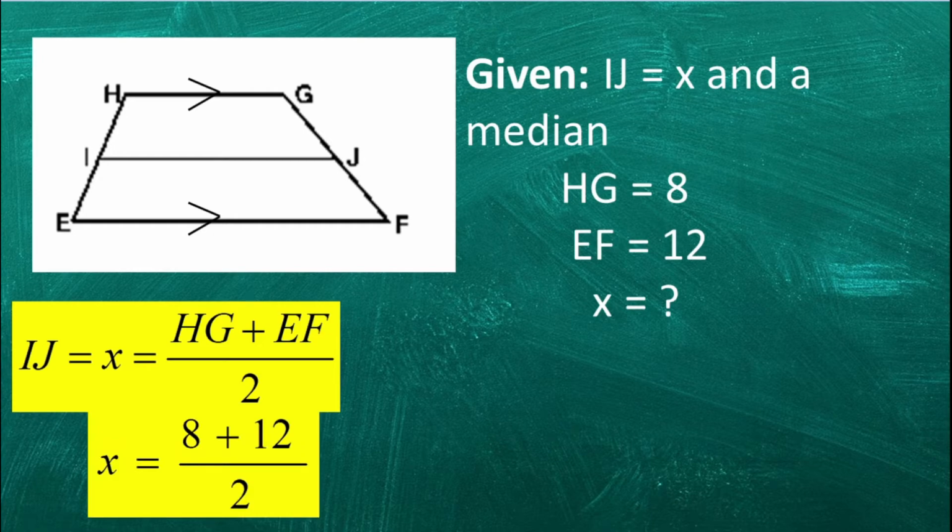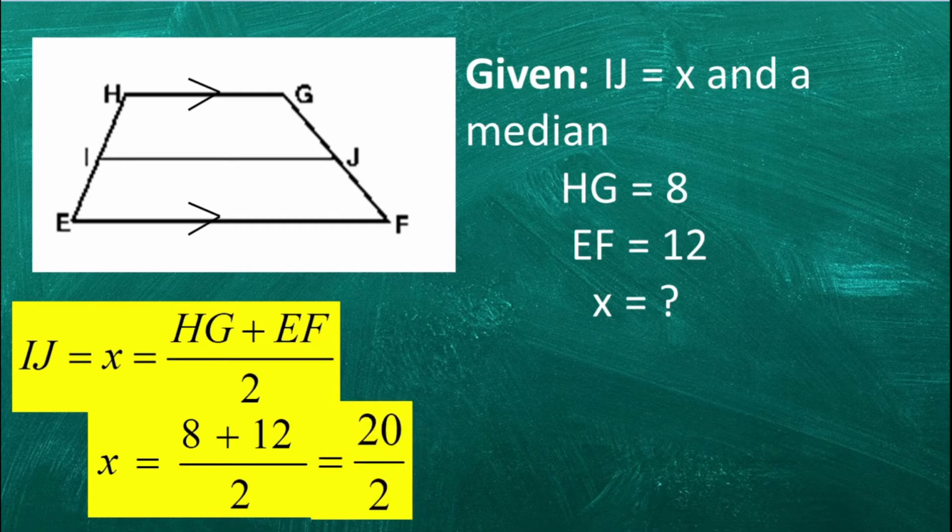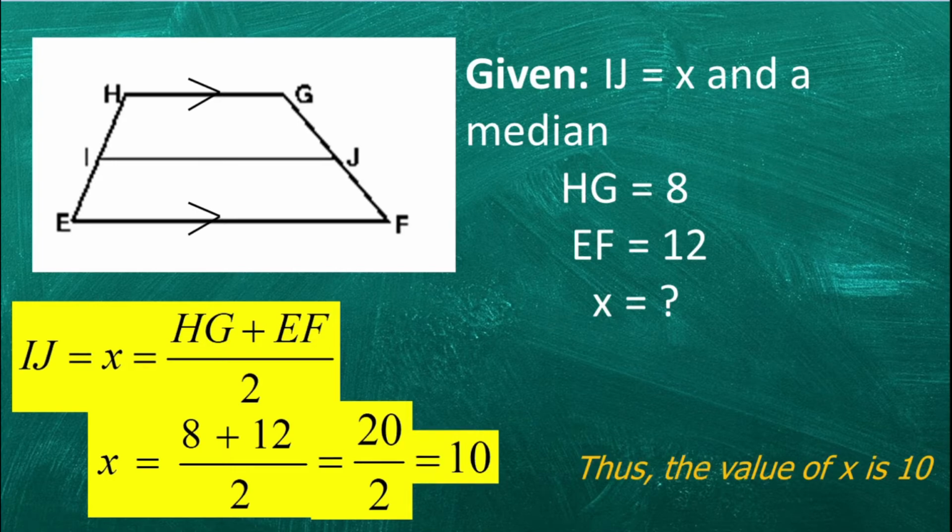So adding the length of the bases, we have 8 plus 12 all over 2, so that is 20 divided by 2, which is equivalent to 10. Therefore, the value of x is 10.